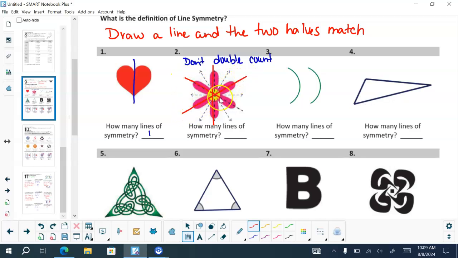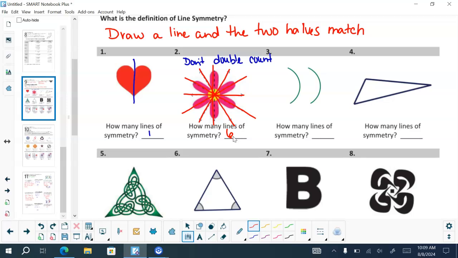Okay? If we go through all the petals, there's 2, 3, and there are a couple more. These ones you can kind of see that they're in between those petals. So here's 4, 5, and 6. So this one has 6 lines of symmetry.